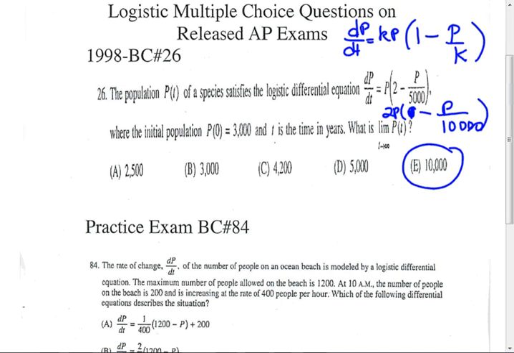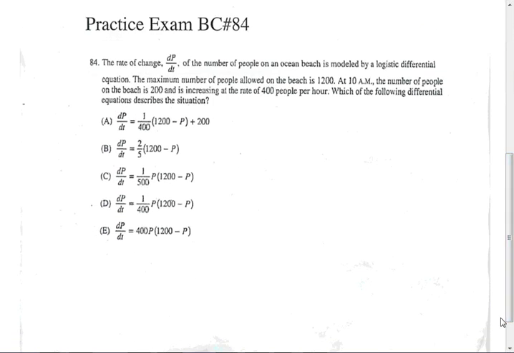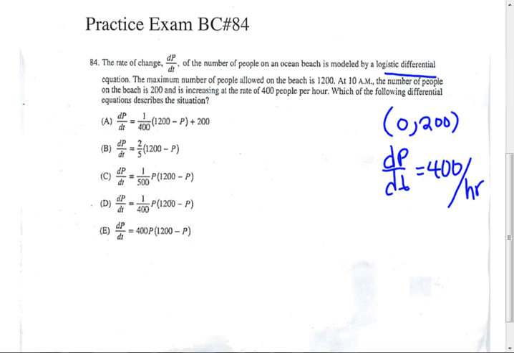Okay, you guys? David, did you get the right answer? D. The problem says the number of people on Ocean Beach is modeled by a logistic differential equation. The maximum number of people allowed on the beach is 1,200. At 10 a.m., the number of people on the beach is 200. So at time 0, we start with 200. And the population is growing at 400 people per hour.